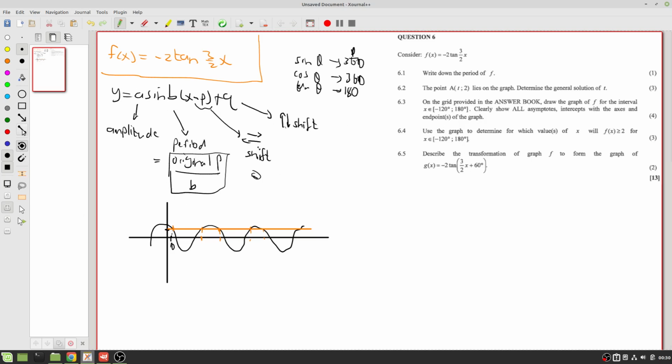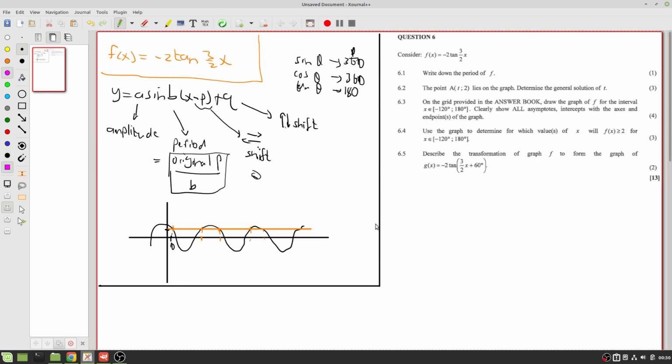Let me keep this on here and then answer the questions just next to this. So we'll keep that as our reference. And now let's get into the questions. Let's do another color for the questions. We'll start with 6.1 right down here.